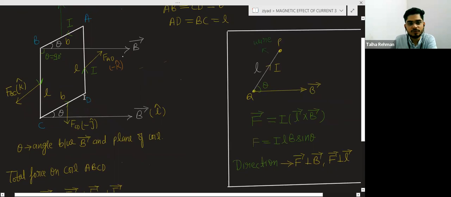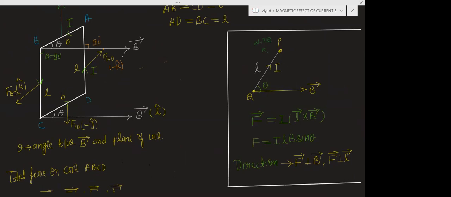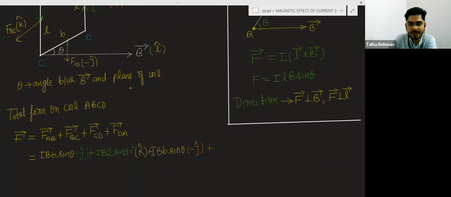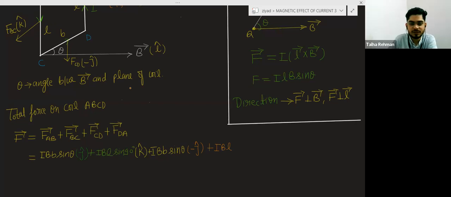For AD, the current is I, the magnetic field is B, and theta is 90 degrees again. So this will become IVV, that is ILV, sin 90. ILV you can write, or IVL you can write. IVL sine 90, and this is minus K cap.